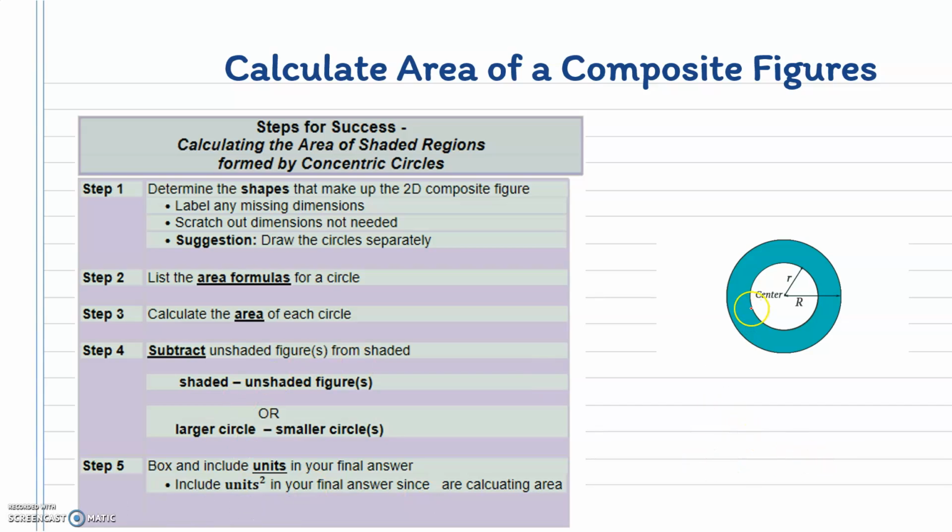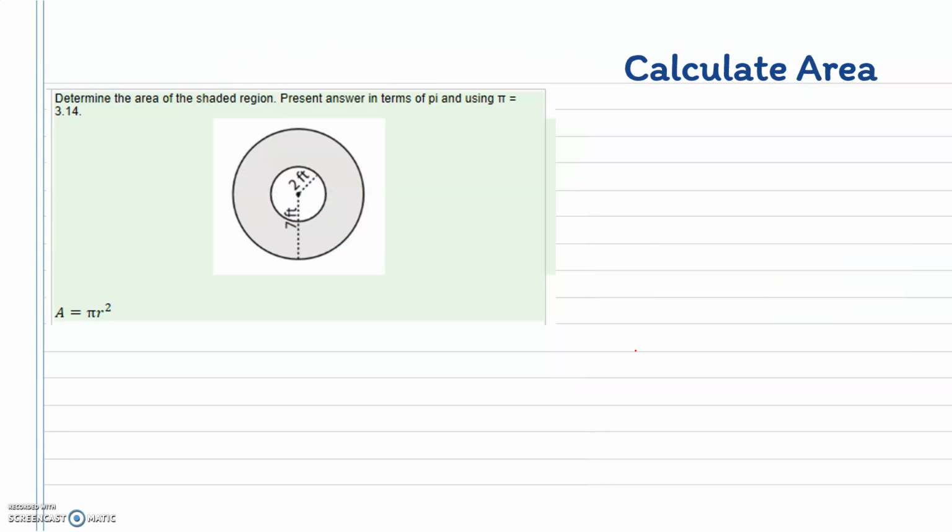So here I have an image. These are your concentric circles. If you notice, they both share the center. Let's go ahead and start some practice problems. This says determine the area of the shaded region. It says present your answer in pi, or actually solve with 3.14. Right now we're just going to solve it.